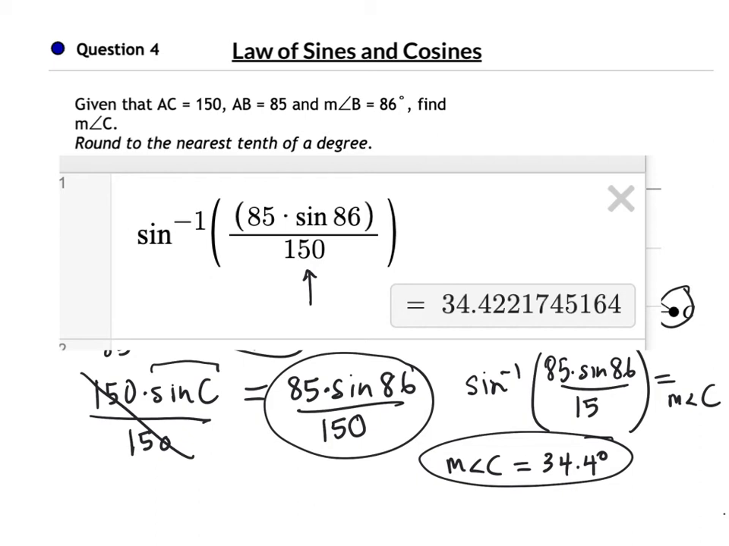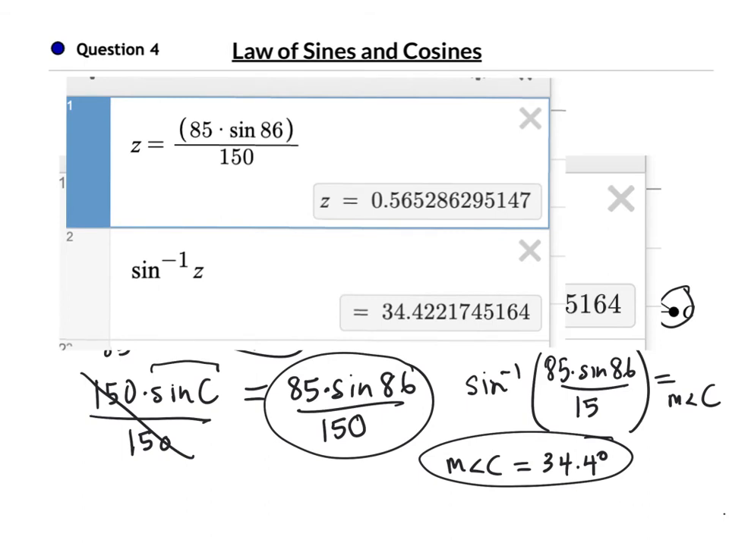Or you could just plug in the fraction and store it in a variable and then do the inverse sine on the next line, which would look like this. See how I plugged in the fraction? I picked a variable. You can pick any variable you want. I noticed that x seems to give it an error, so I guess don't pick x or y. To store a variable in Desmos, you just type the variable equals whatever it is, and on the next line, that's what the variable will be. We get that same answer of 34.4 degrees.